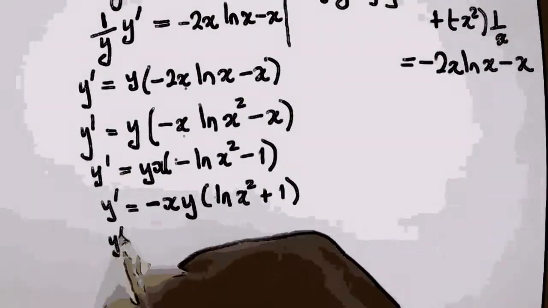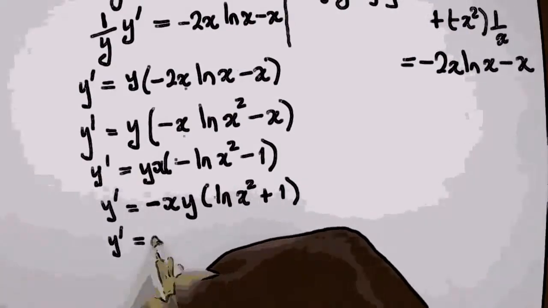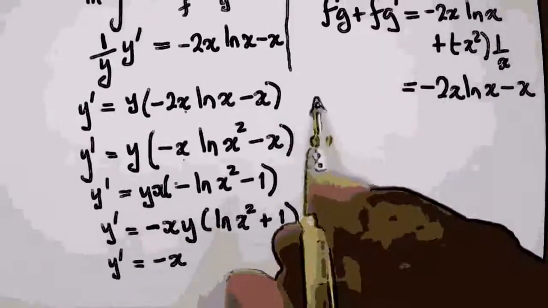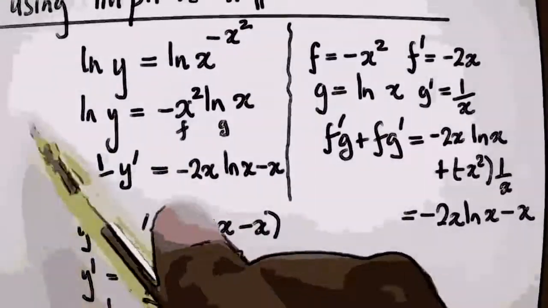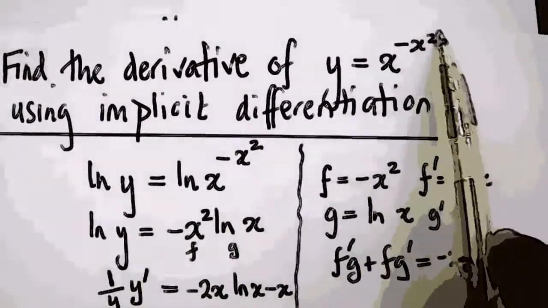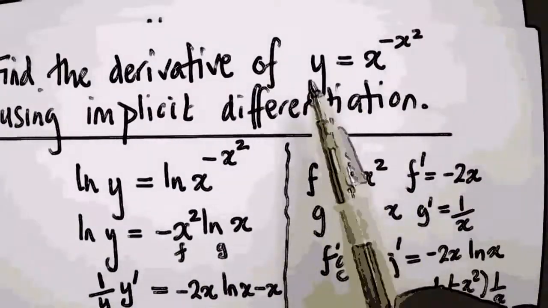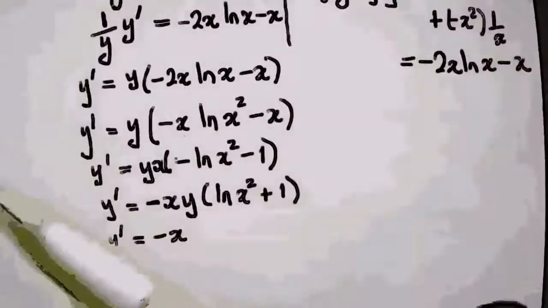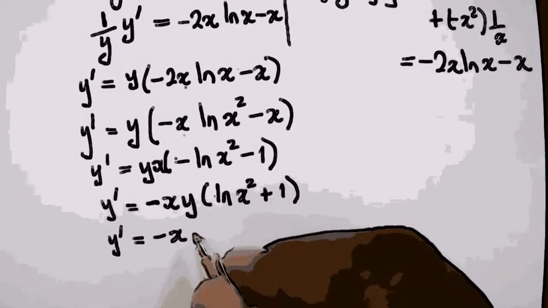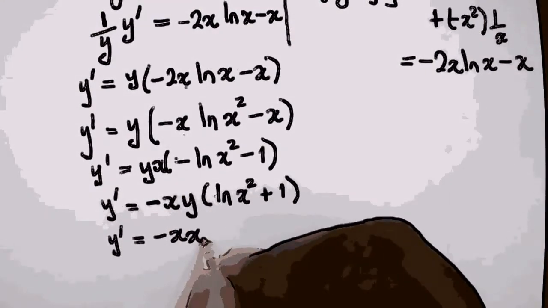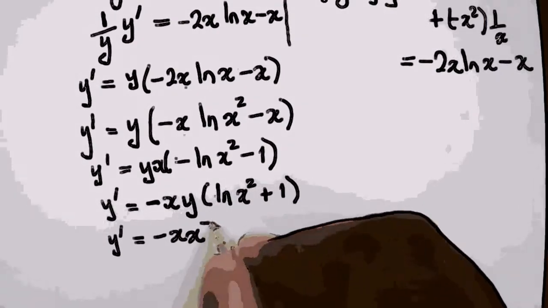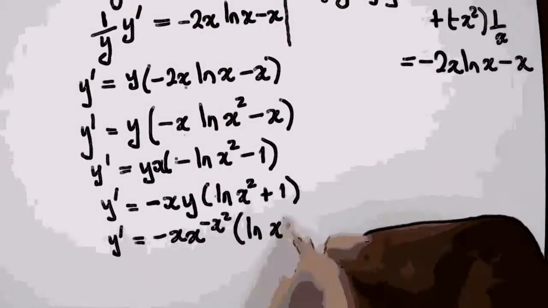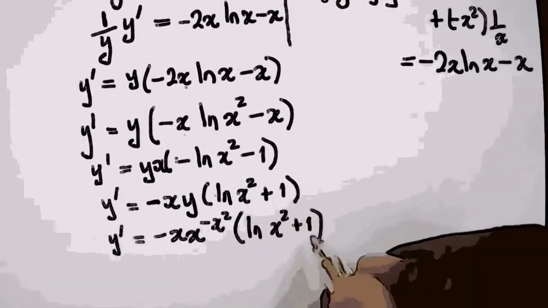Okay, now we are almost good to go. The next step: we've got the negative x here, and now we need to bring in a y. So what is our y equal to? If we go back to the original question, the original function is y equal to x to the power of minus x squared. So we can substitute the y, which is now replaced by x to the power of minus x squared. Good. And then we still have our ln x squared plus 1.